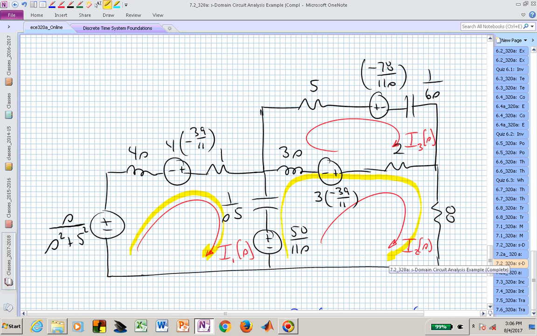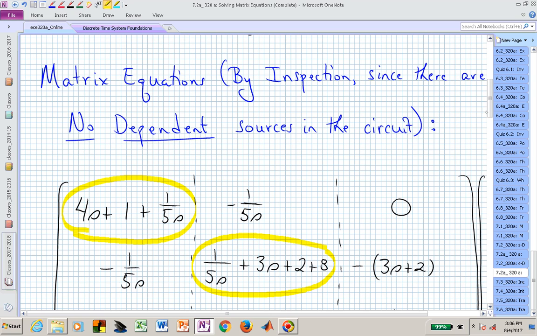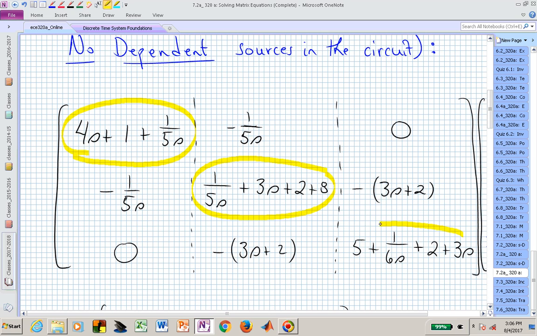Finally, looking at the last diagonal entry, we need to worry about what I sub 3 touches in terms of its impedances. It touches 5, 1 over 6S, 2, and 3s. And that will now be the 3, 3 entry in this 3 by 3 impedance matrix. So we have 5, 1 over 6s, plus 2, plus 3s.